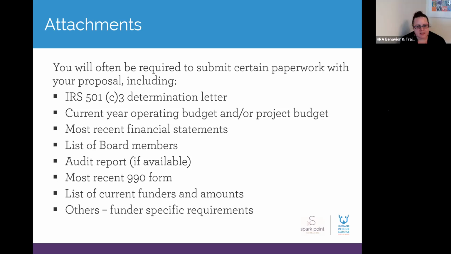They're also going to be asking for budget information like we talked about. Depending on the type of grant you're requesting, it may be that they need a full operating budget for the organization, or it may be that they just want to see the budget for the specific project that you're asking for support for. They're also going to want to see your financial statements.